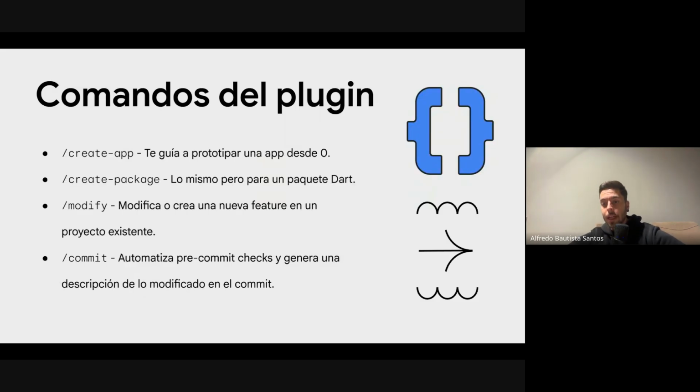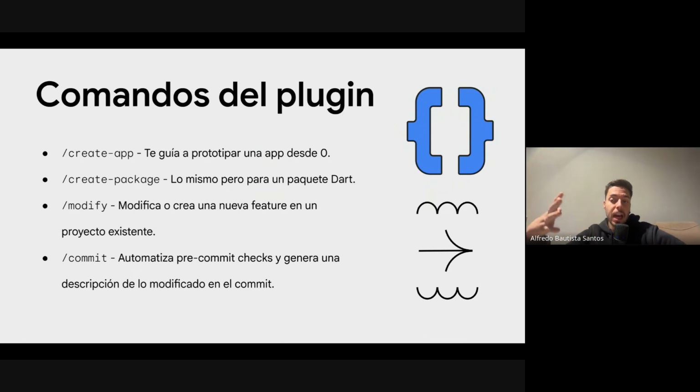So we have a few commands thanks to this extension to the Gemini CLI that without the extension, we will not have. We have /create app, /create package, /modify, and /commit. In my case, I find /modify and /commit more useful, because with create app and create package, the Gemini CLI is going to prompt you with some questions to create a new app from scratch. So, for example, if you have an idea from scratch and you want to build it, probably it's better to use /create app or create package.